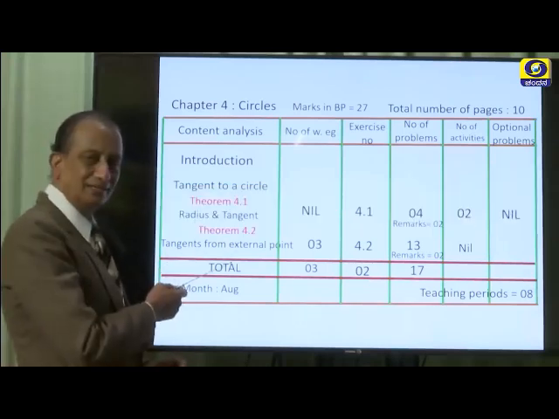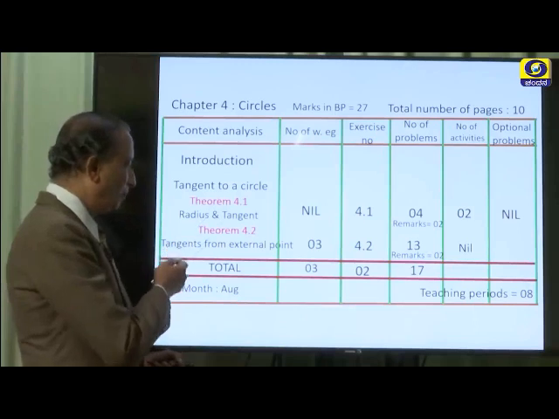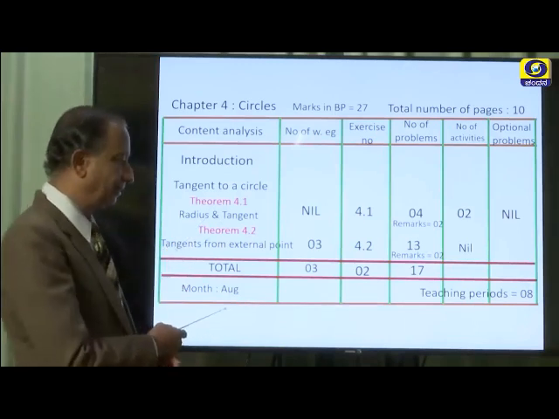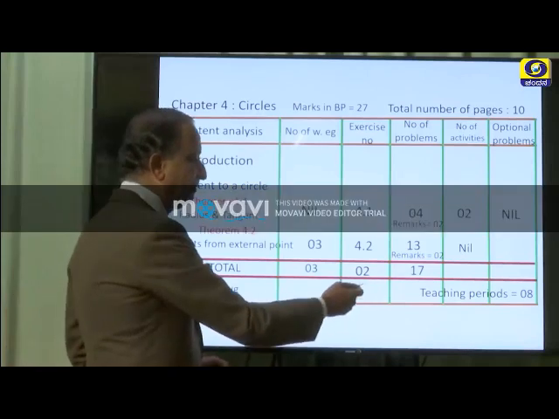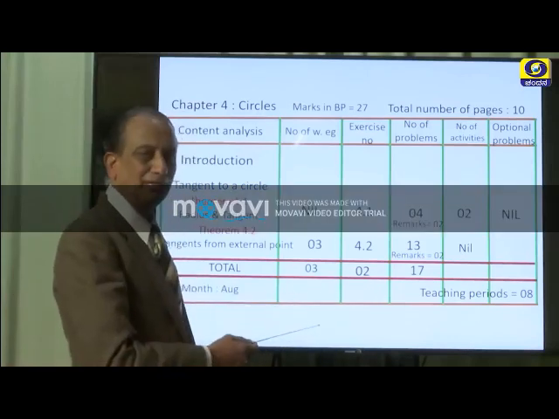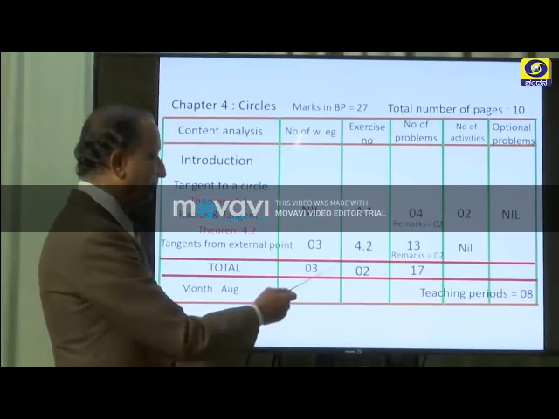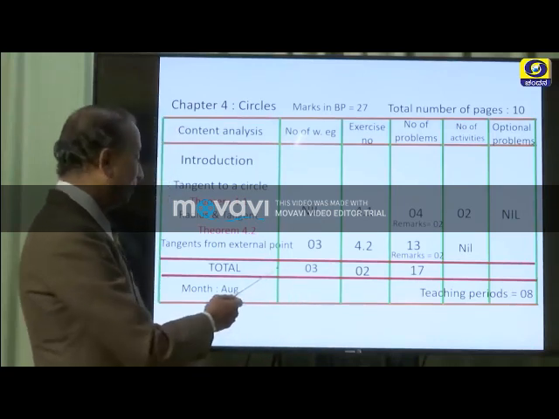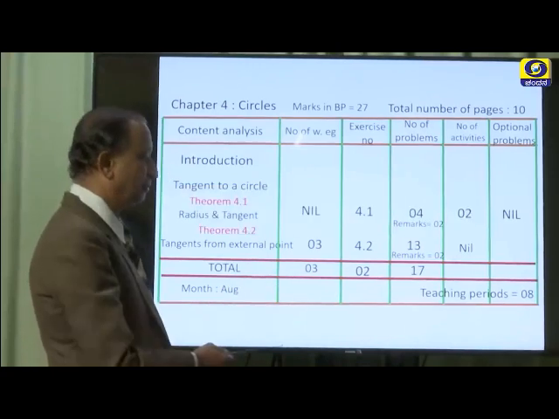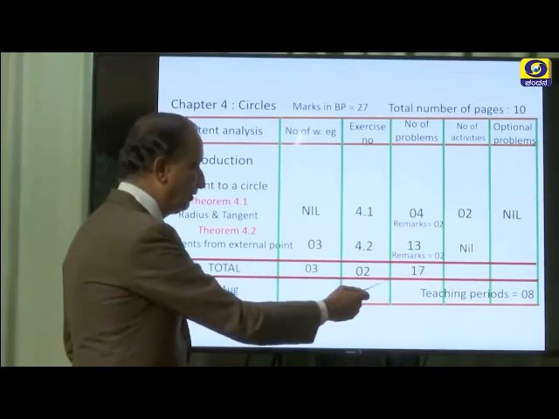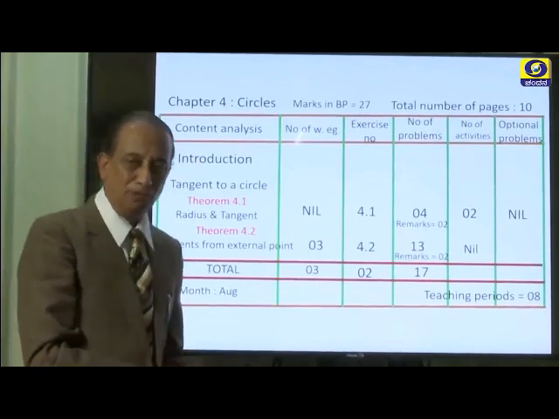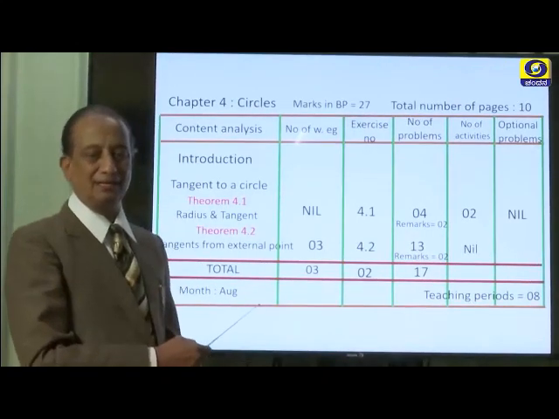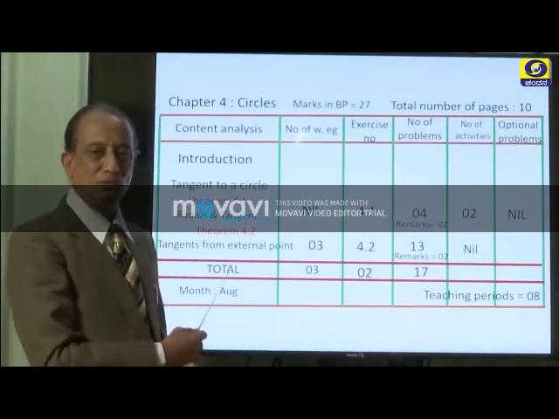As you can see here, there are only two important theorems on tangents to a circle, for which there are 17 problems in our exercise, and there are 2 exercises with 3 worked examples. So altogether you have about 20 problems on these 2 theorems. Now, let us try to understand these 2 theorems.